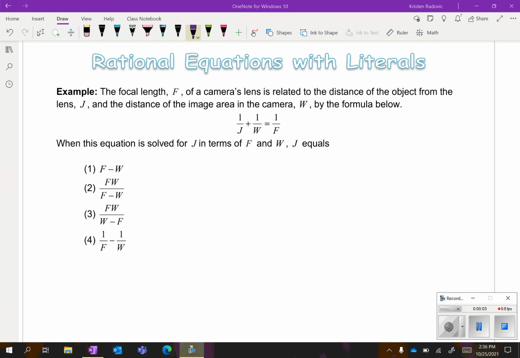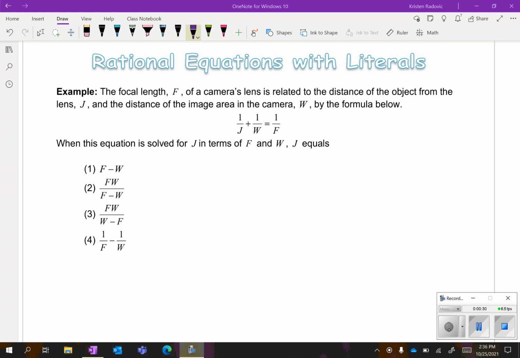Hi, this video is going to explain how to do rational equations with literals. We know that rational equations are equations with fractions that have polynomials in either the numerator or denominator. What it means to have literals is that instead of numbers and variables, we are just going to have letters. So it's rational equations with letters instead of numbers, basically.